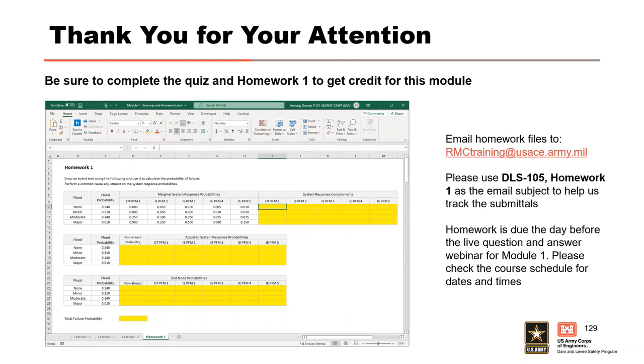This concludes Module 1 of the course. Please be sure to complete Homework 1 to get credit for completing the module. In Homework 1, you're given four flood load ranges and their probabilities, along with five potential failure modes for a dam. You are asked to draw an event tree and to use it to calculate the total failure probability. You are also asked to perform a common cause adjustment on the system response probabilities.